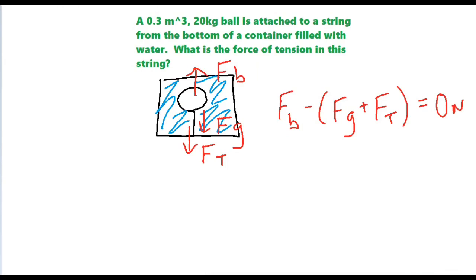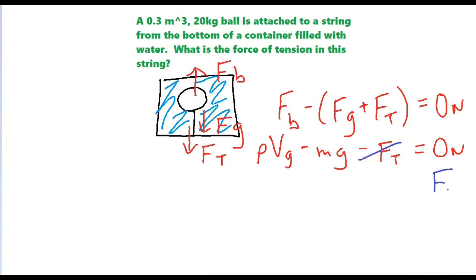Now, what we can do is break everything up into our formulas. We have rho Vg minus mg minus Ft equals 0. And what I can do is go ahead and add Ft to both sides, so I can have Ft over here because I'm looking for the force of tension anyway. So I want to go ahead and isolate that.